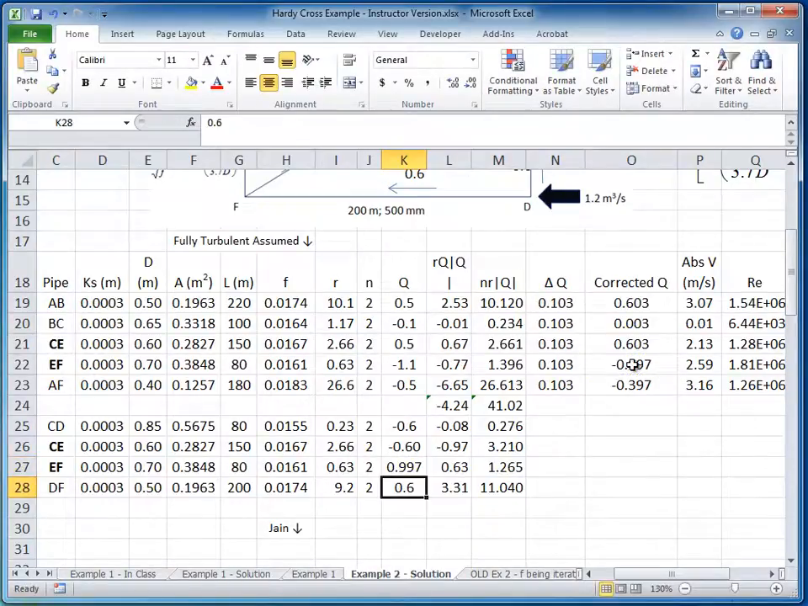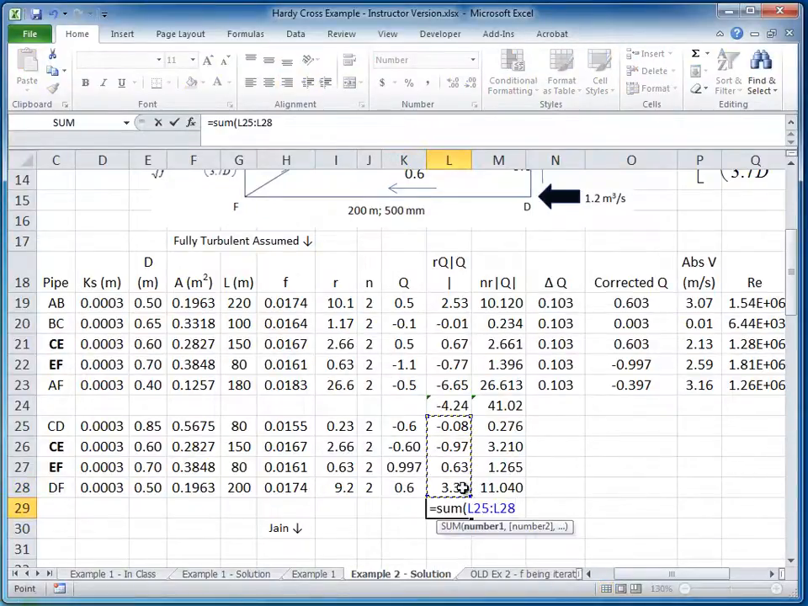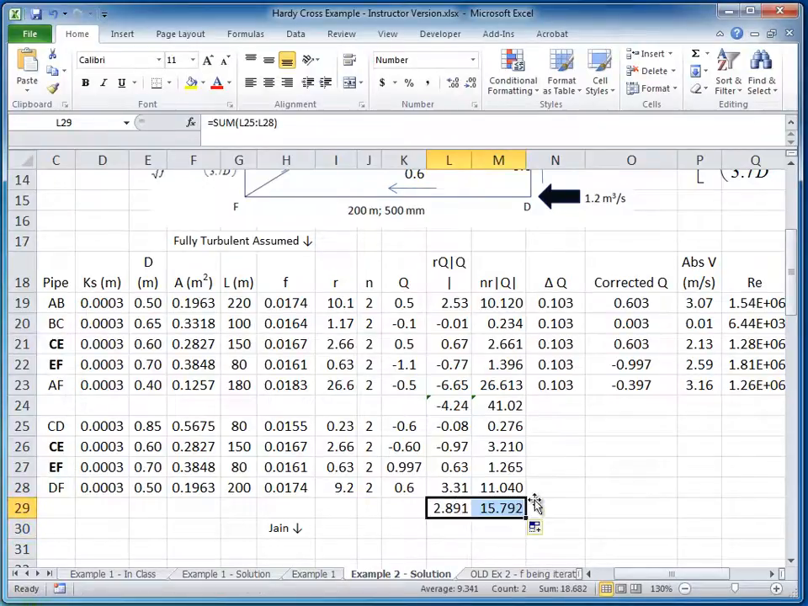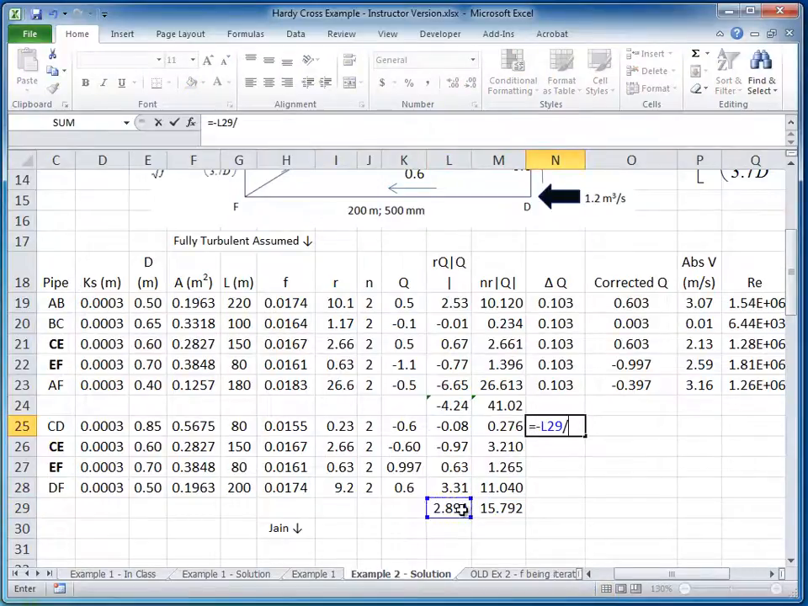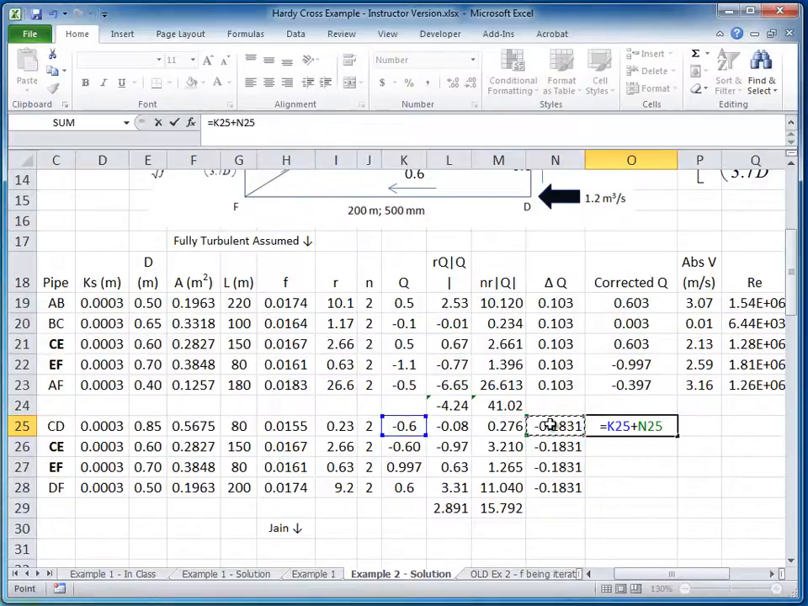All right, that's good. So now I can do the same thing where I sum these and have the column next to it. I need a sum for that as well, and then my delta Q's will be equals negative this divided by that, equals negative that. Okay, great. Now for the corrected Q, it will be the original guess of Q plus the correction factor.